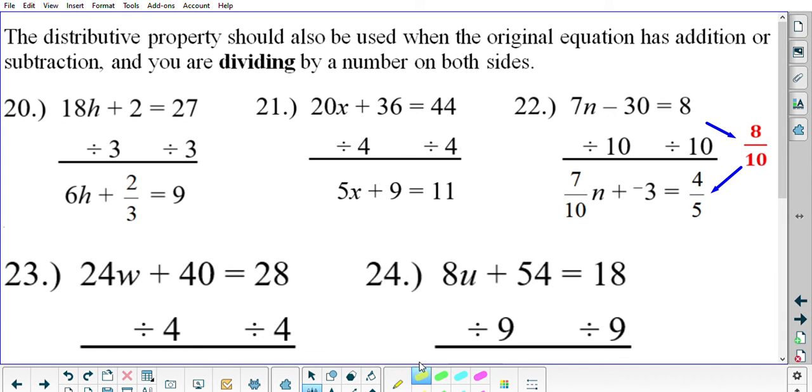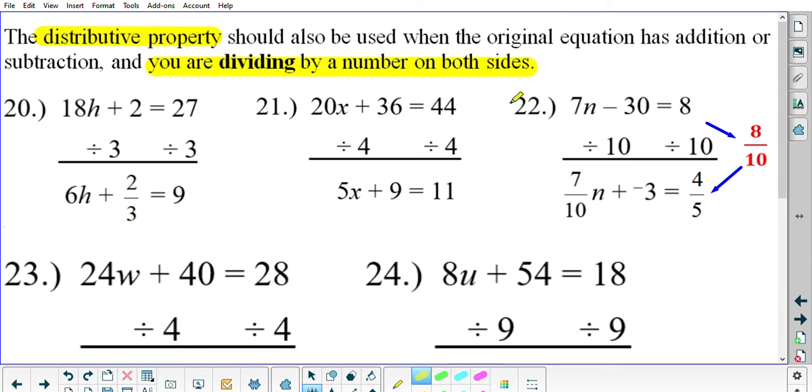Follow along. There's a little sentence up here that you need to check out. The distributive property should also be used when the original equation has addition or subtraction and you are dividing by a number on both sides. Believe it or not, you're going to use the distributive property. And it's because of a rule you might have learned with fractions, that division is the same as multiplying by the reciprocal. Now, we're not going to do reciprocals right now, but that means every division problem has the ability to be rewritten as a multiplication problem using the reciprocal.